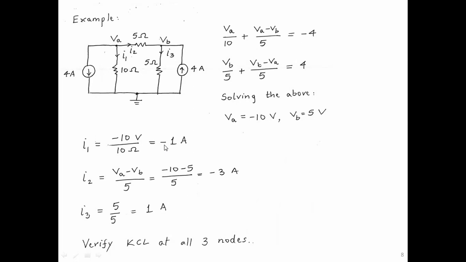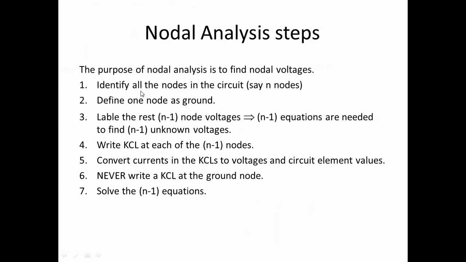Okay, now let's add to the complication of this circuit. So this circuit has only current sources and resistors. Now let's see what happens if there are voltage sources also in the circuit. Okay, before this, I'm sorry, so these are the nodal analysis steps.